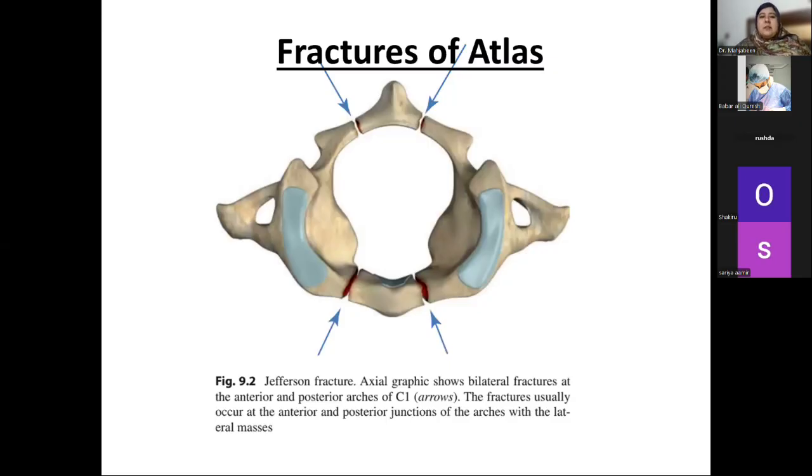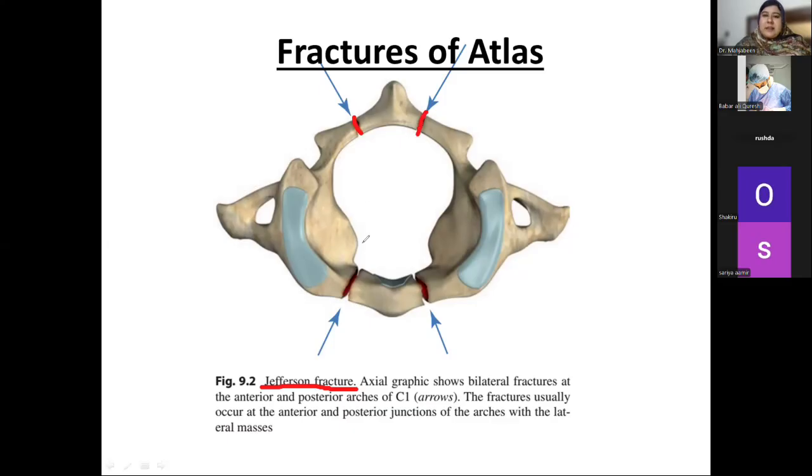As was discussed in great detail by Dr. Babar, the atlas doesn't have a body. It has an anterior arch and a posterior arch. So any fracture of the atlas is in itself called a Jefferson fracture. Here it is, Jefferson fracture. So Jefferson fractures are nothing but fractures of the atlas.